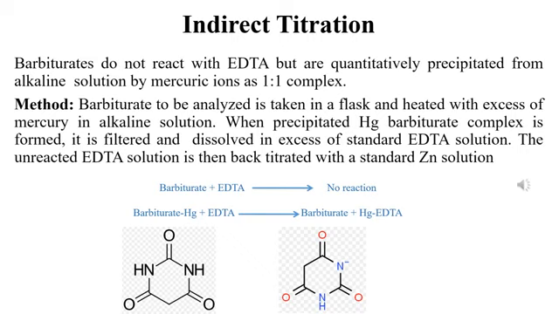So in this equation, above and below, you can see that barbiturate directly did not react with the EDTA. There will be no reaction between EDTA and barbiturates, but when it is heated with excess of mercury in basic solution, it precipitates out in the form of barbiturate and mercury complex, and then it will be titrated. Then this mercury will form complex with EDTA and barbiturate will be in free form. So the unreacted EDTA will then be back titrated with the standard zinc solution.